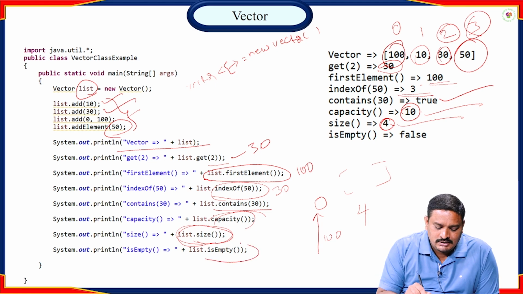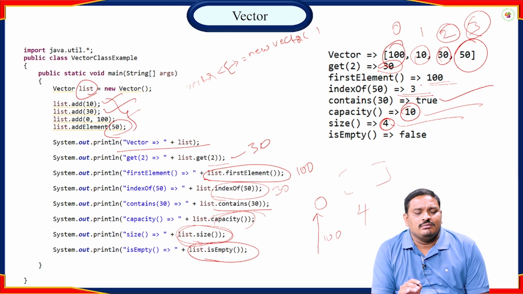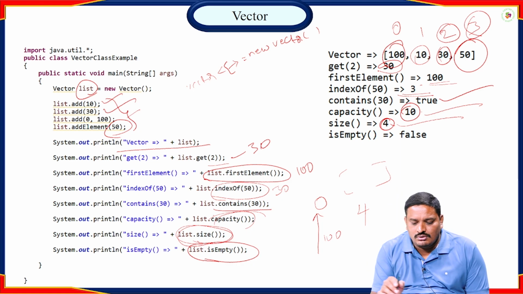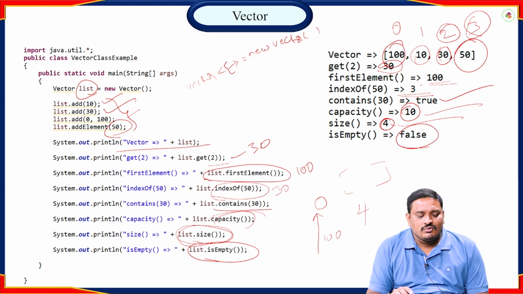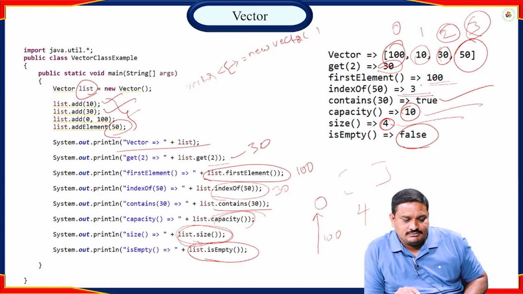Next method is the empty method. Is the list empty or not? Simply, that list is not empty, so false. Okay, these are the vector class with its methods.